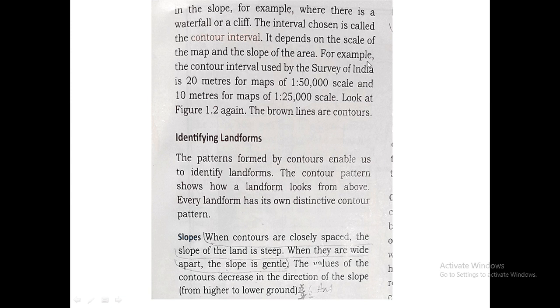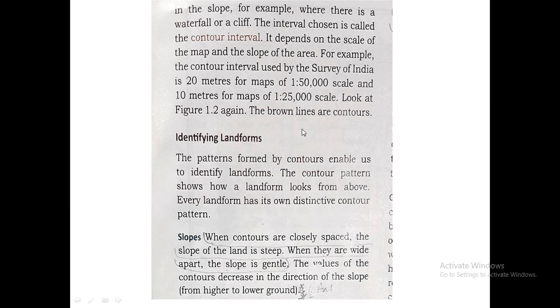Now, for example, the contour interval used by the Survey of India is 20 meters for maps of 1 is to 50,000 scale, and 10 meters for the maps of 1 is to 25,000 scale. So when we are using this scale, we are using 20 meters, and if we are using this scale, then we are using 10 meters. Okay. Look at figure 1.2 again.